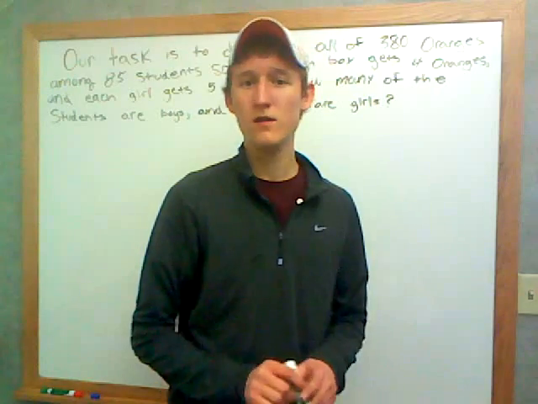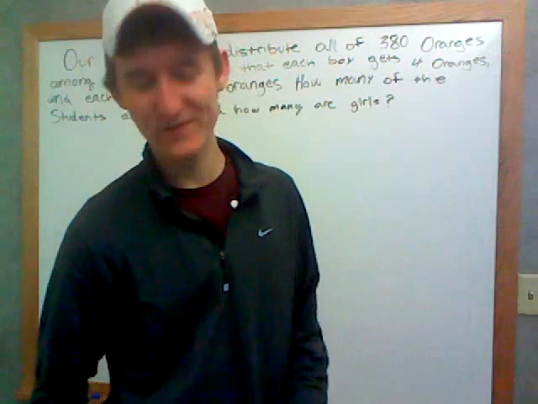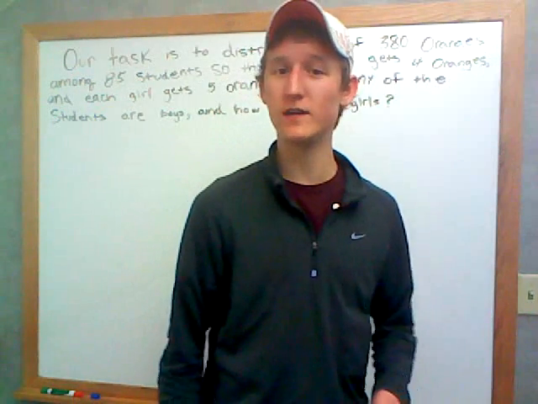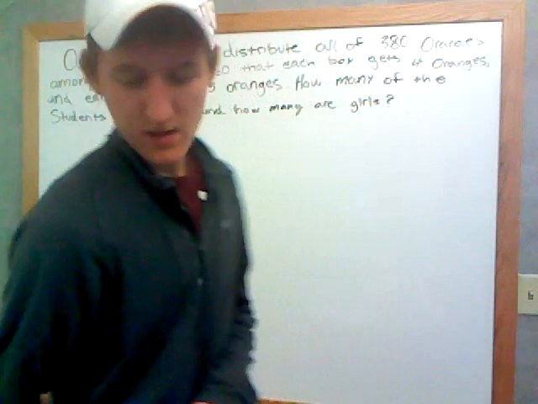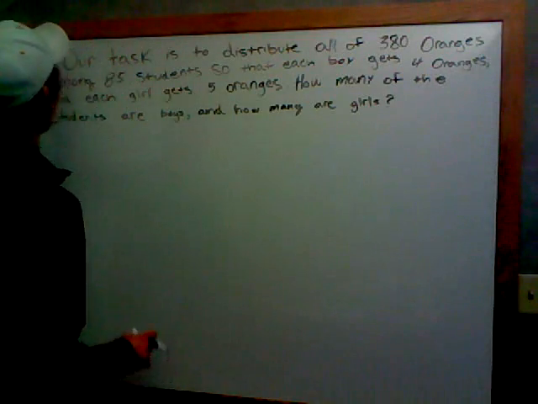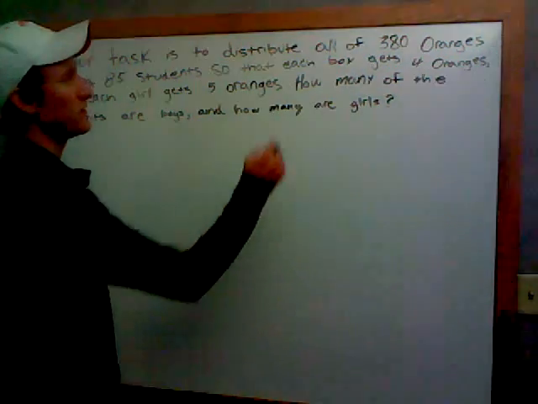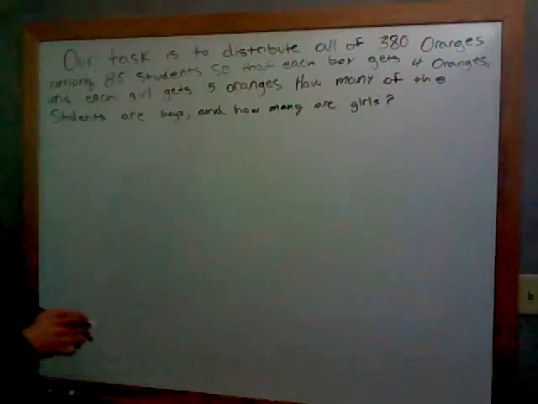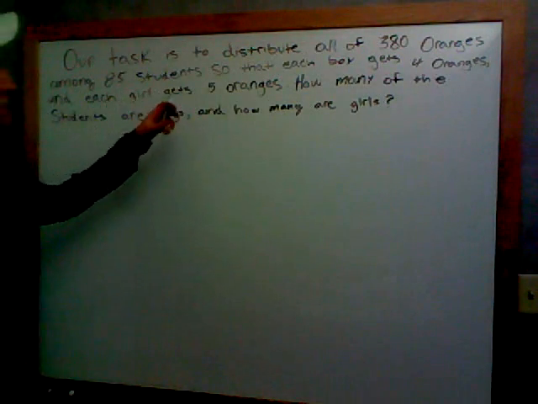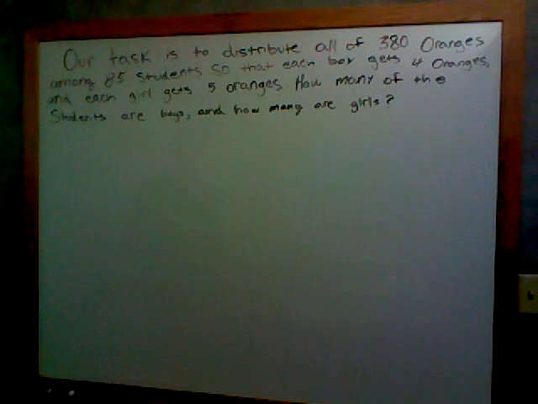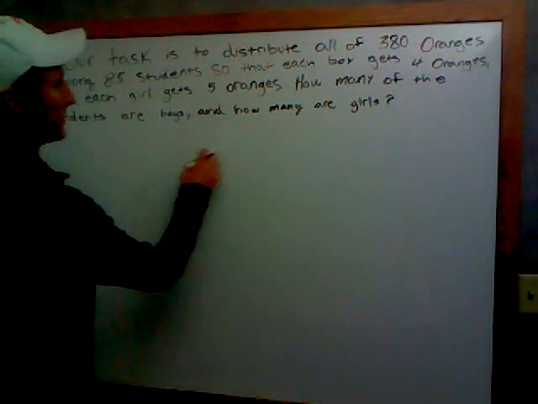Alright, so for today's lesson, this is designed for 8th graders, and it's going to be over solving two variables in a linear equation. To start out, we just have a problem up here, and the problem states, our task is to distribute all of the 380 oranges among 85 students so that each boy gets 4 oranges and each girl gets 5 oranges. How many of the students are boys and how many are girls?